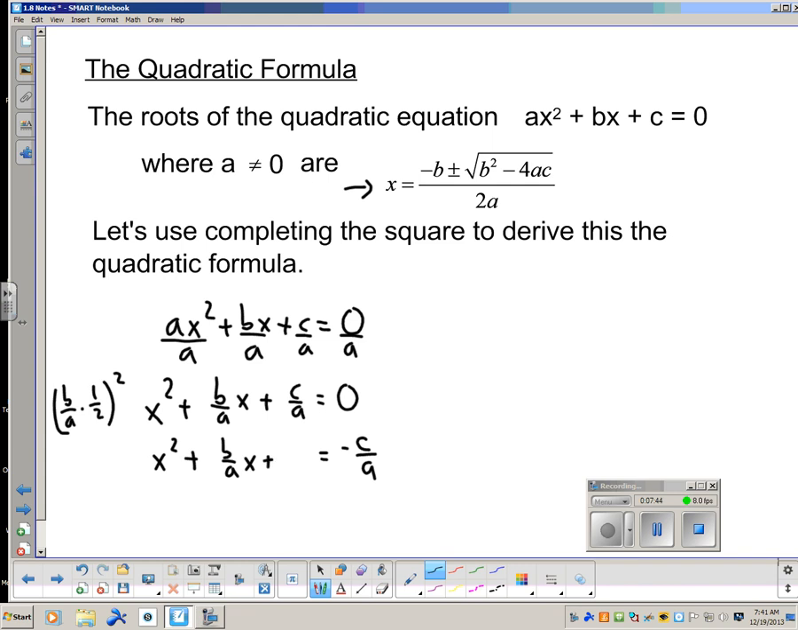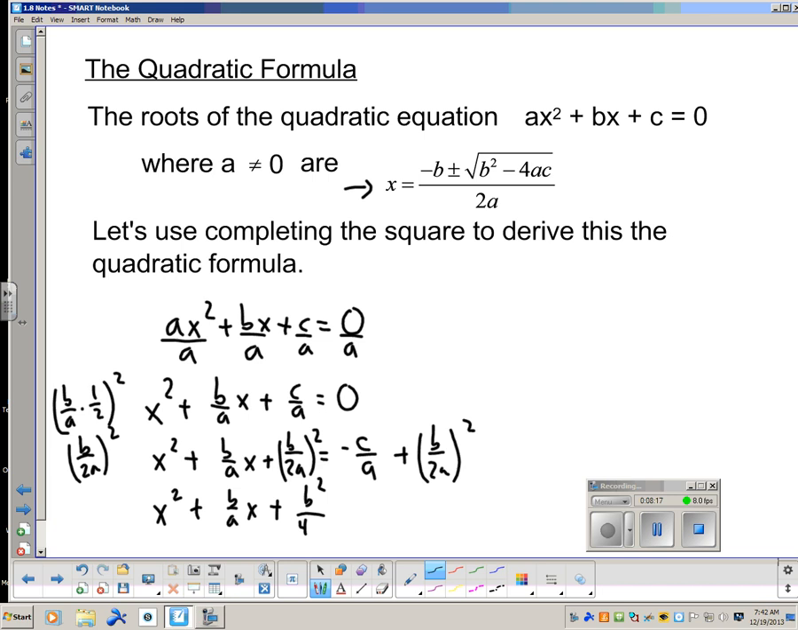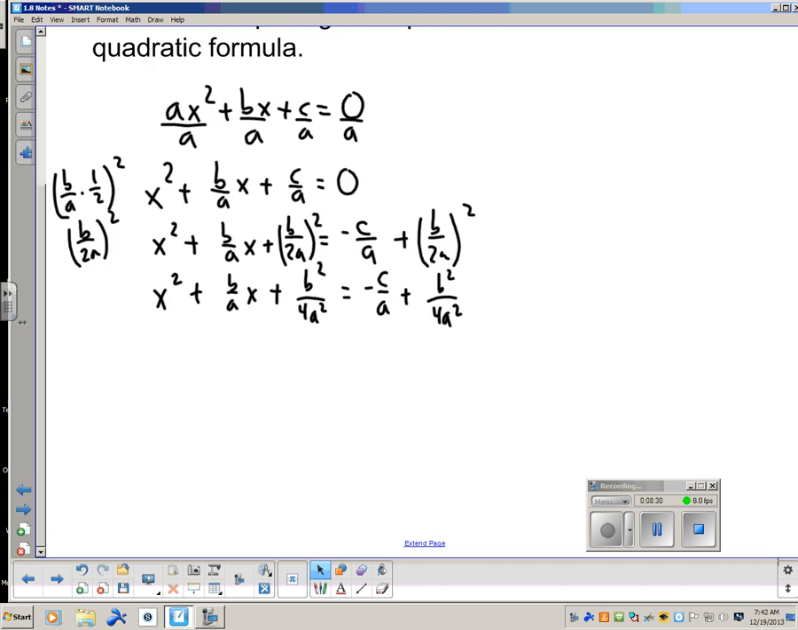So I'm going to go ahead and take b over, and then if I multiply that, I get b over 2a squared. So b over 2a squared plus b over 2a squared. So now I've added that to both sides there. I'm going to go ahead and square those. So I get x squared plus b over a x plus, in here I get b squared over, squaring the 2a down here, I get 4a squared equals negative c over a plus b squared over 4a squared. Let me give myself a little bit more room down here.